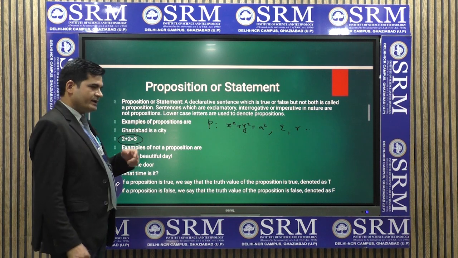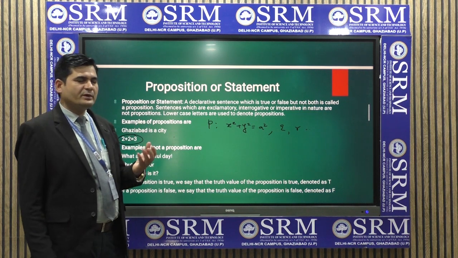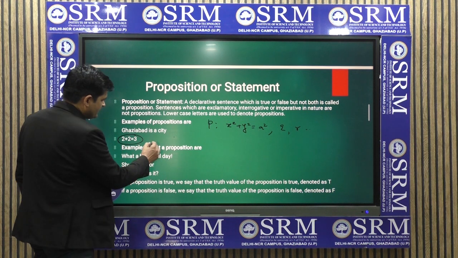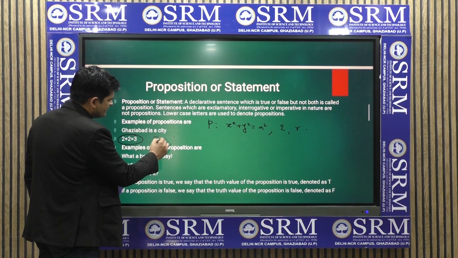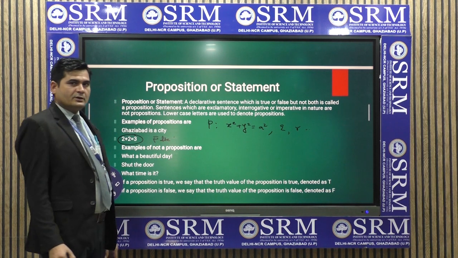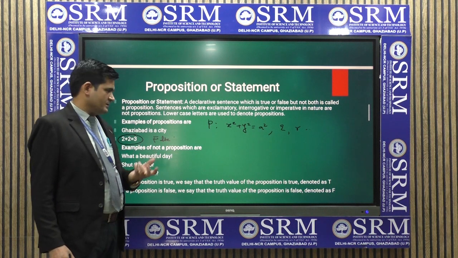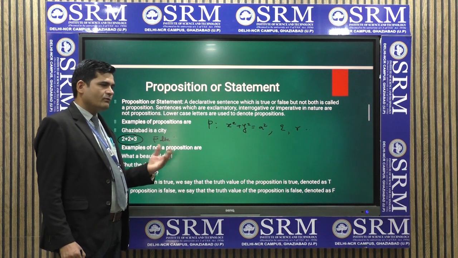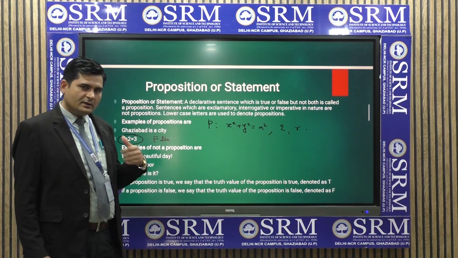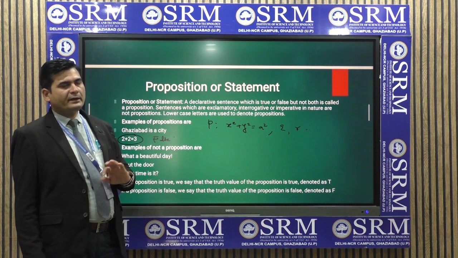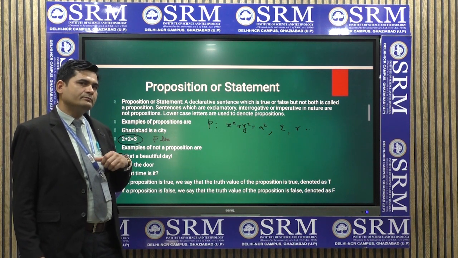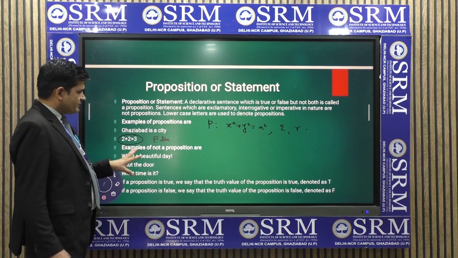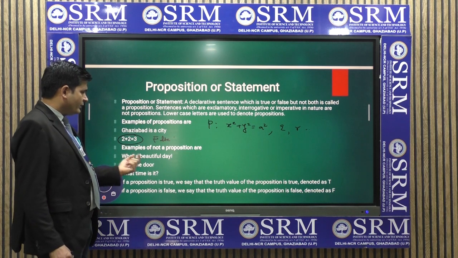So what is the definition of preposition? A preposition is a declarative sentence which is either true or false. So this sentence is false, but still it is a preposition. So a preposition is a sentence which is either true or false. That means it has either the true value or the false value, but at the same time it cannot be both true and false.